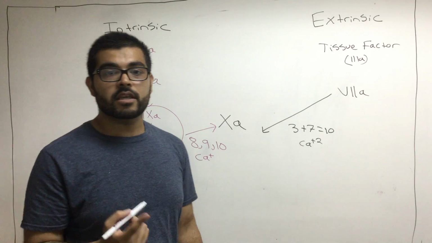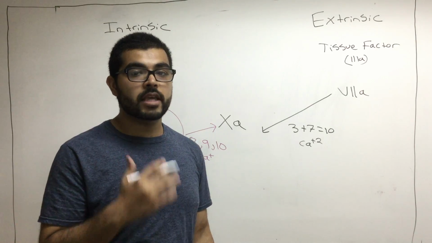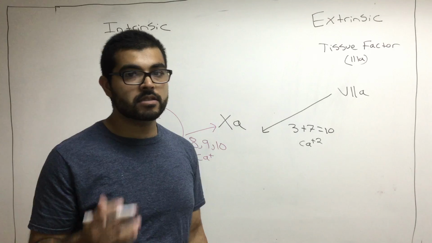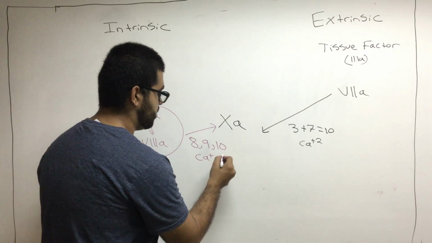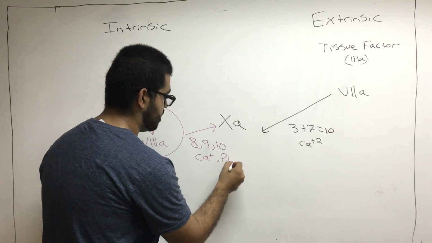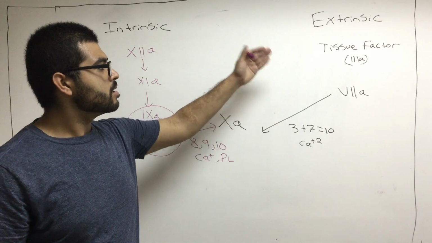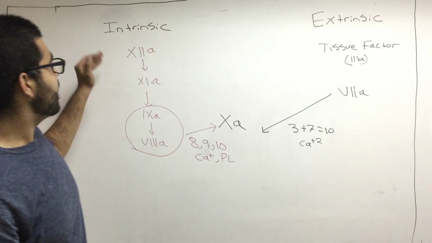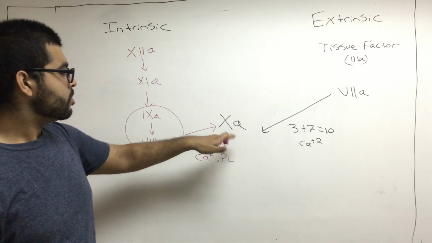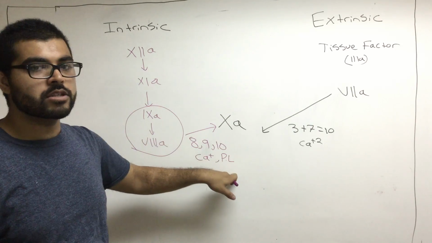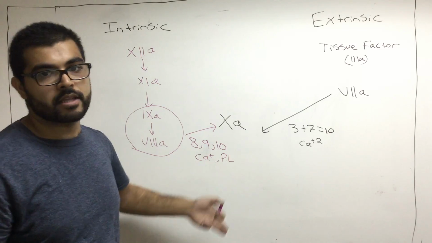And it needs a fourth thing. It needs phospholipids from the platelet membrane. So phospholipids, PL. And that's about it. So your extrinsic, 3, 7 equals 10. Your intrinsic, 8, 9 will make 10. You need calcium, and you need your phospholipids from your platelets.